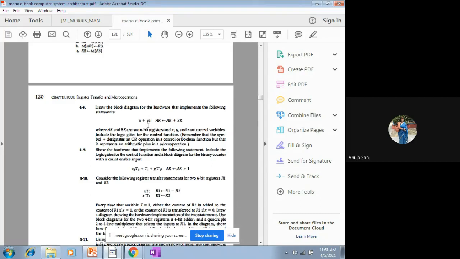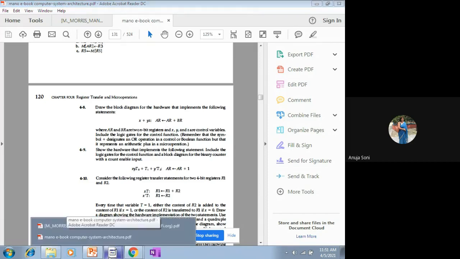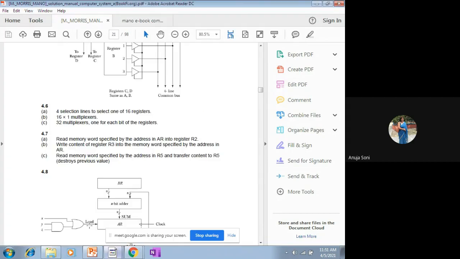So accordingly only you have to draw the block diagram. Now you have to draw the block diagram. The way it is mentioned in the question, in the similar manner you have to draw the block diagram.